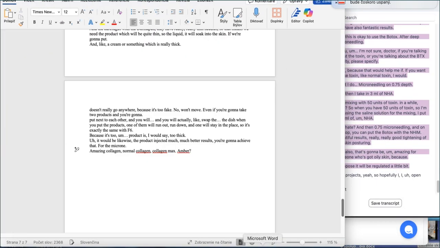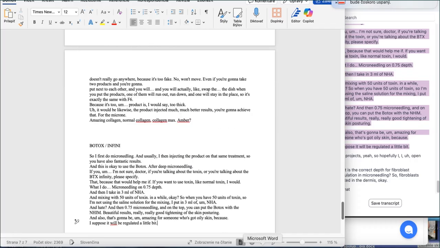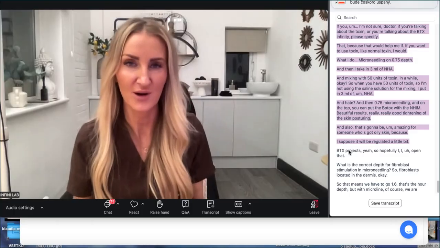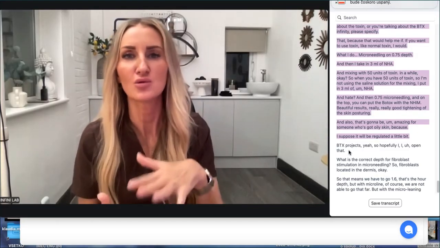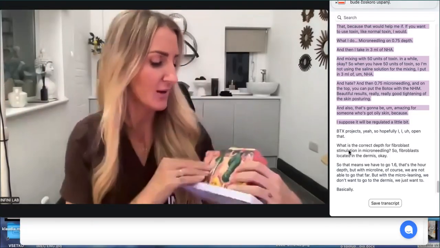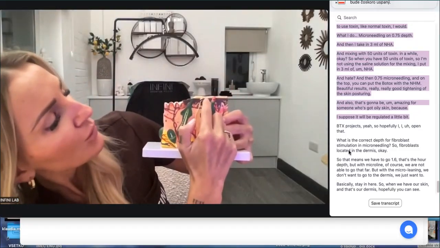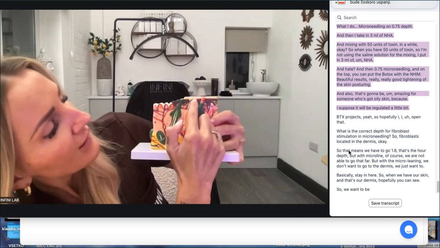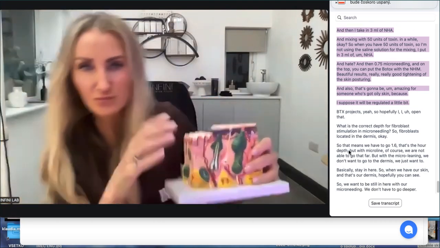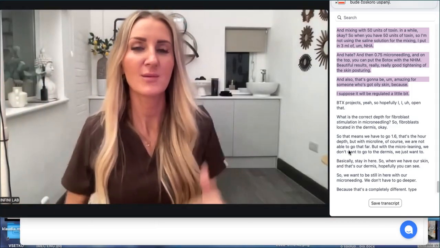What is the correct depth for fibroblast stimulation in microneedling? Fibroblasts are located in the dermis, so that means we would have to go 1.6. That's the depth. But with microneedling, of course, we are not able to go that far, and we don't want to go to the dermis. We just want to basically stay in here. So when we have our skin, and that's our dermis, hopefully you can see, we want to still be in here with our microneedling. We don't have to go deeper, because that's a completely different type of fibroblast stimulation.